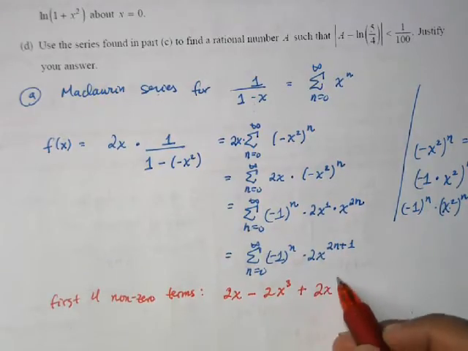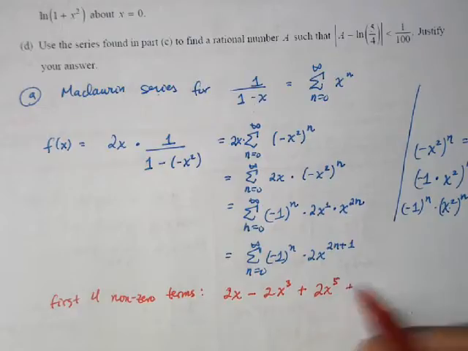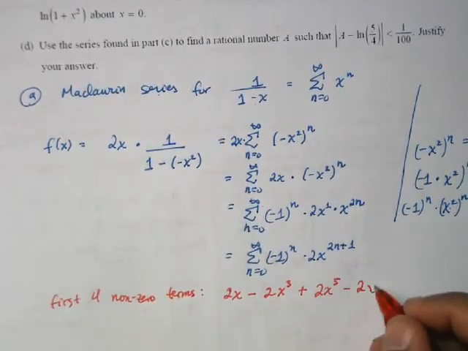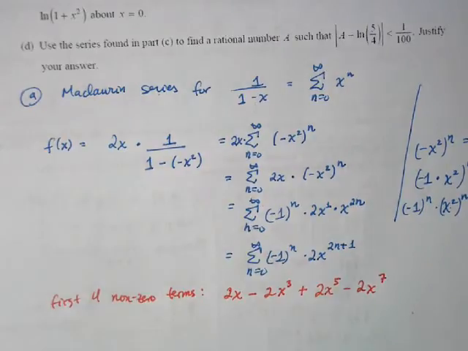And it alternates, so the next one is going to be 2x to the fifth, and then minus, whoops, almost wrote plus there, minus 2x to the seventh. Okay. And there we have it. That concludes part A of this question.